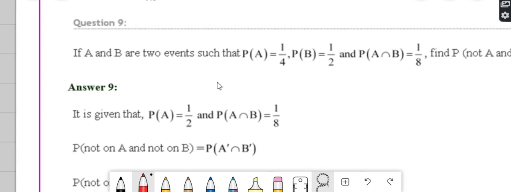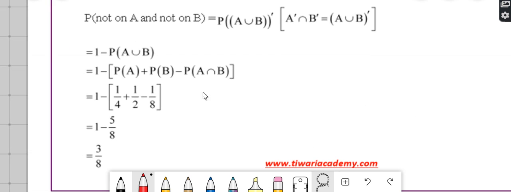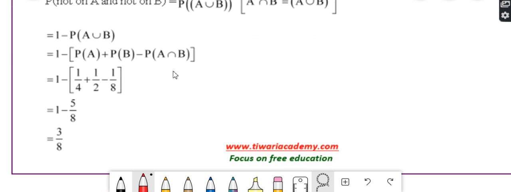Alright, so today up to 9 sums we are discussing. Tomorrow we will go ahead with the next question.